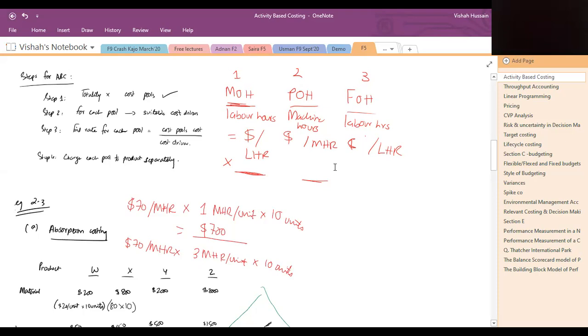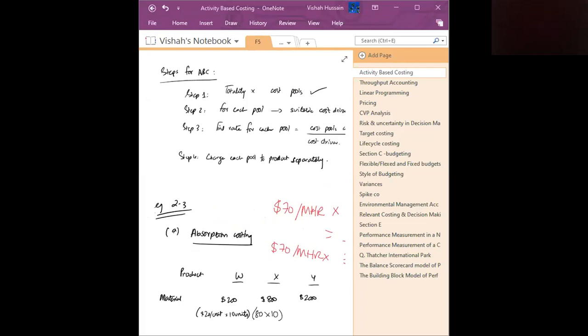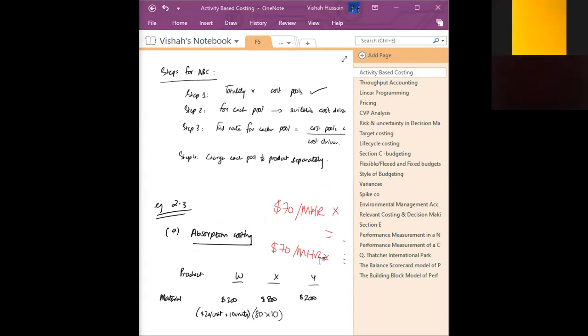Now we're going to move towards an example. Just give me 1 minute. I'll open it up. We're going to look towards that so that you get a better idea about how to go about ABC.